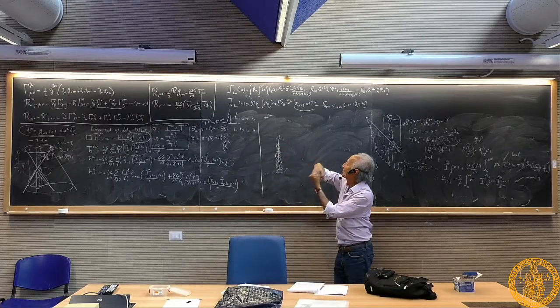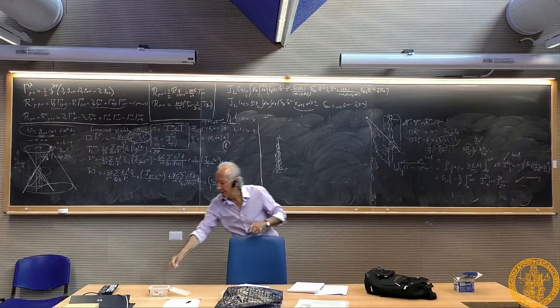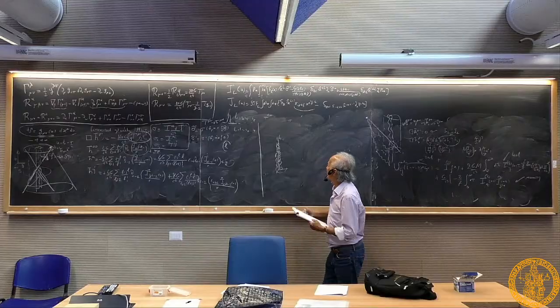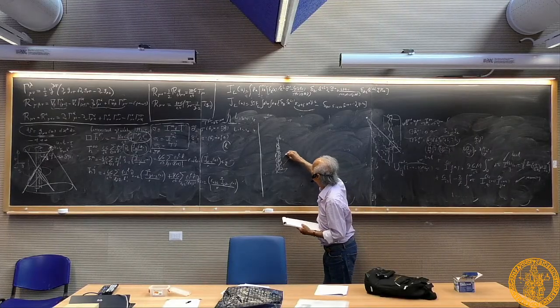So, two objects that go around each other. And the question is, what happens? What we know from the start is that these things emit gravitational waves.